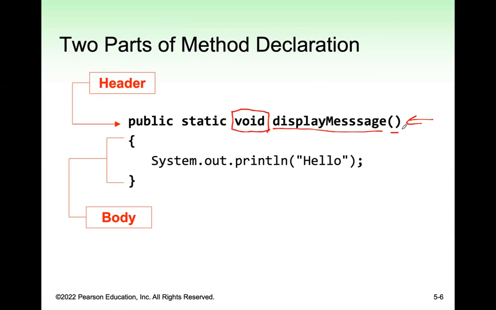If you want to put any parameters inside, the same way as we did in Python, you will put those parameters within the parentheses. And then this is your body. Everything that is within the curly braces is going to be your body. And in this case, this method is called display message. And what it does, it just prints hello for us.